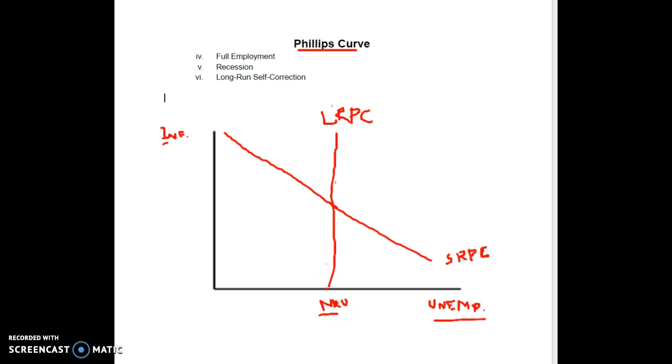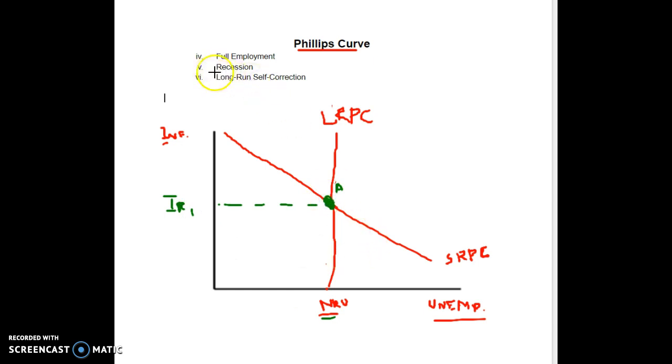Same principle applied. Now, let's say that they ask us to first start at full employment. We indicate full employment at the intersection because I'm at the natural rate of unemployment. We'll call this point A. And this gives us a certain inflation rate. So I'll call this I1. So that's where we start.